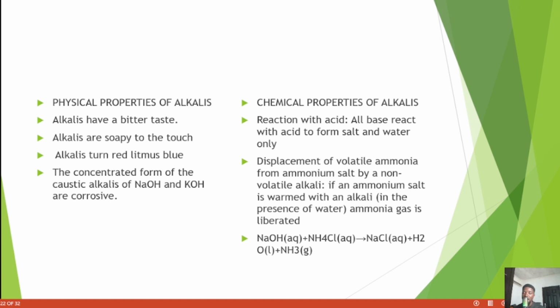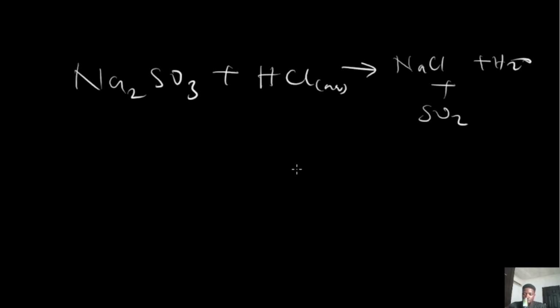Every base reacts with an acid to form salt and water. The second important reaction is a reaction with ammonium salt. Note this: whenever an alkali reacts with an ammonium salt, if you heat an alkali, let's say sodium hydroxide, with an ammonium salt, ammonium chloride, the gas that is going to be produced is ammonia.